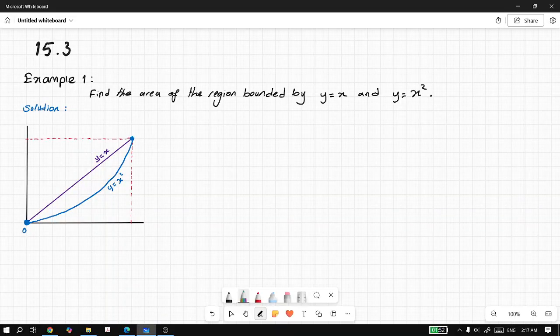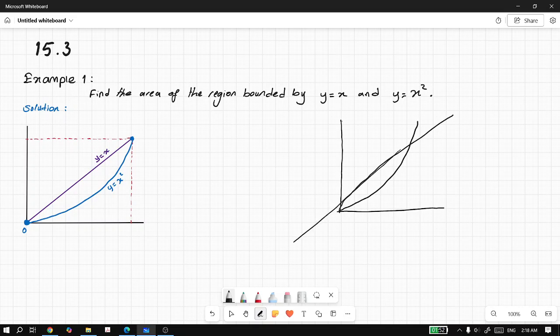I'm moving to see how to sketch this region. As you know, we again have the x-axis and y-axis. The graph of y equal to x squared is like that, and the graph of y equal to x is a straight line. Sorry, it doesn't appear to be very straight. So we have this as the area between the two curves that we want to find.